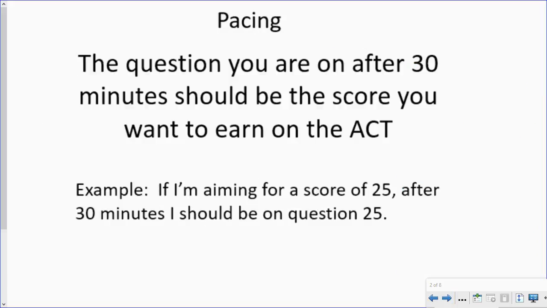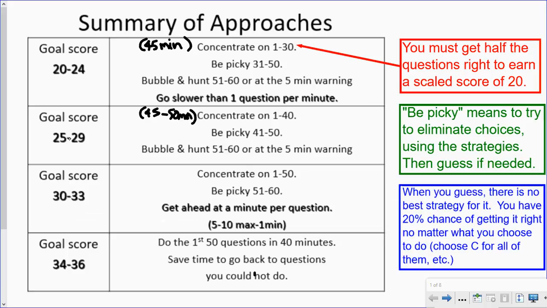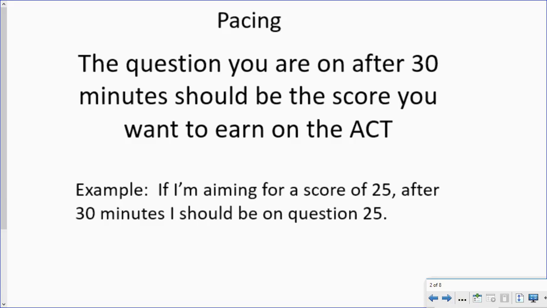All right, so pacing. On this next test we take, they don't give you a 30-minute warning, but I'm going to say at 30 minutes, I want you to put a star next to the problem you're on, in order to help pace yourself to make sure that whatever score you're trying to get. So let's say I'm trying to get a 26. If I want a 26, then at the 30-minute mark, I should be on number 26 of the problem, because I'm spending more than a minute.